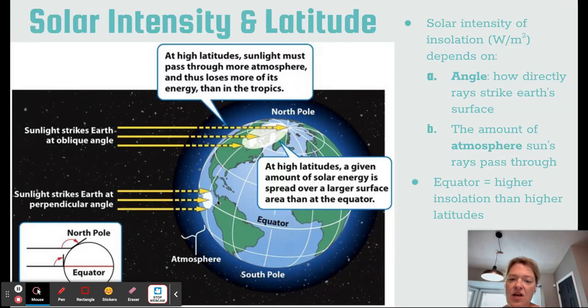More sun's rays at the equator because there's less atmosphere to pass through. It's not passing through all of this, it's just going directly right here. And the latitude is at 0. And so that's going to be more intense. Okay, so the higher insolation at the equator, at the lower latitudes, and as we move to the upper latitudes, there's going to be lower insolation.